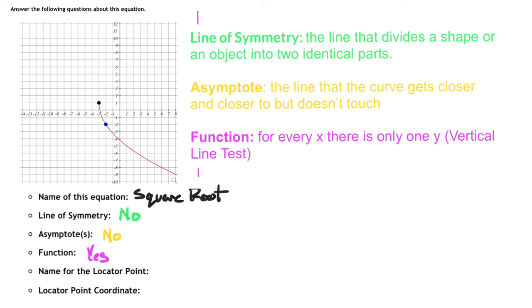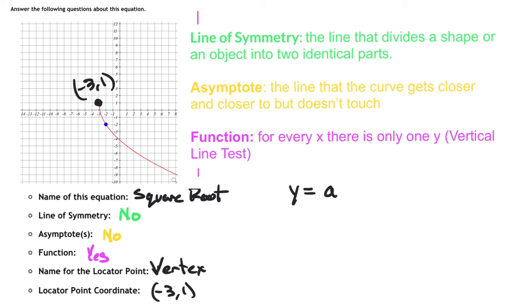The name of this locator point could be a couple different things, but we've been calling it the vertex, because it's very similar to a sleeping parabola, or it's a parabola on its side, so we use the same sort of word. That locator point is at -3, 1. Right, so that is at this point, that spot, not the blue dot, but this spot is the locator point. That helps us be able to write our equation.